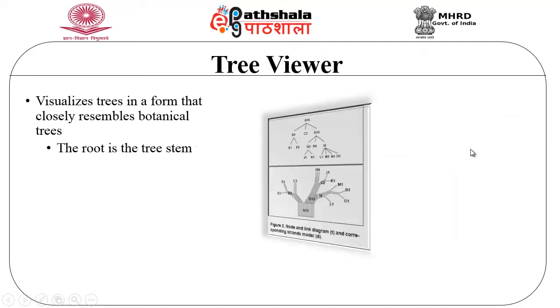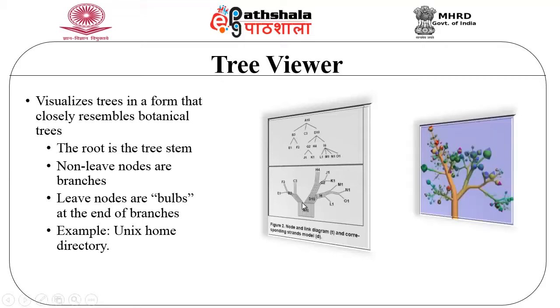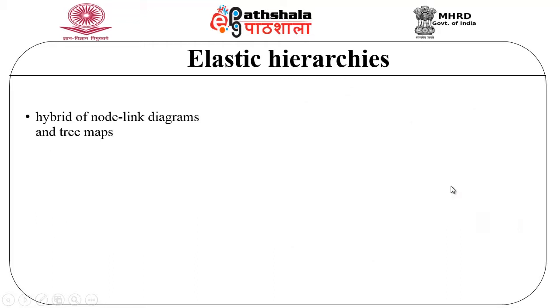Another representation technique is the tree viewer technique. In the case of a tree viewer, we try to visualize the trees in a form that closely resembles botanical trees. The root is the tree stem, and the non-leaf nodes are represented in the form of branches. The leaf nodes are represented as bulbs at the end of the branches. An example is a Unix directory, which is represented in the form of a tree viewer.